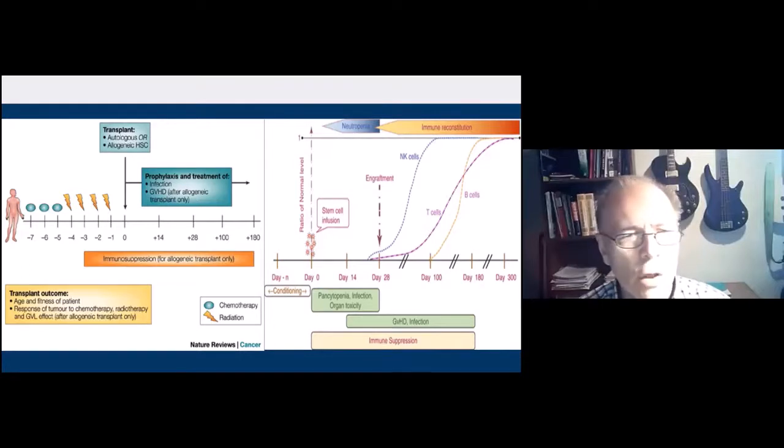And you have to know the transplant outcome according to the age and fitness of our patients, response of the tumor to chemotherapy, radiotherapy, and the graft-versus-leukemia effect, only in allogenic transplants. On the right, you can see the immune system recovery, and you can see that the natural killer cells are the first one, and the last one to recover are the B lymphocytes.